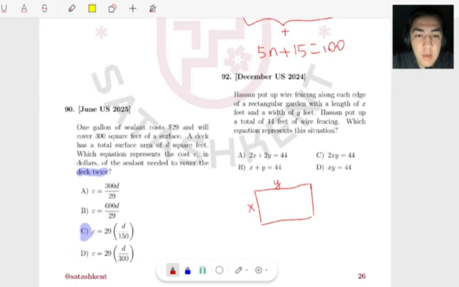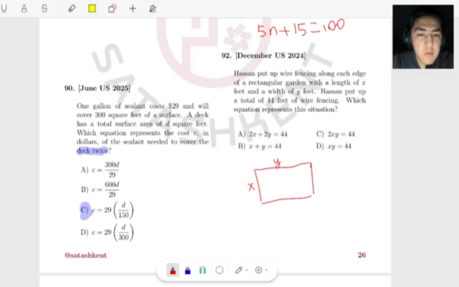So it says a total of 44 of wire fencing, right? It says then perimeter, guys, it refers to the perimeter of it, right? So P is gonna be what? 2 times x plus y equals what? Equals 44. So put up wire fencing along each edge of a rectangular garden with a length of x feet and the width of 5 feet. Yes. So the answer is gonna be, guys, then A.